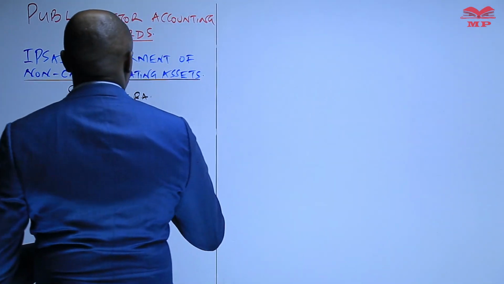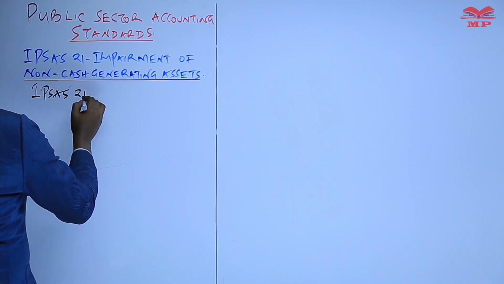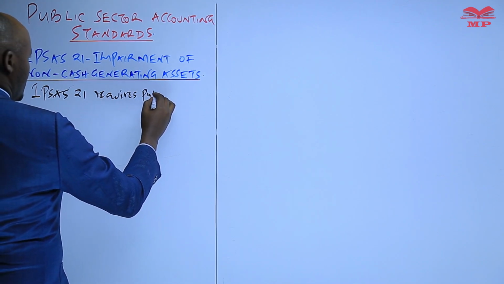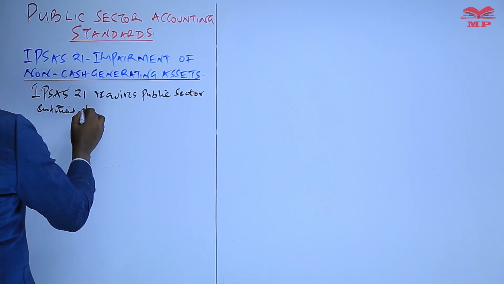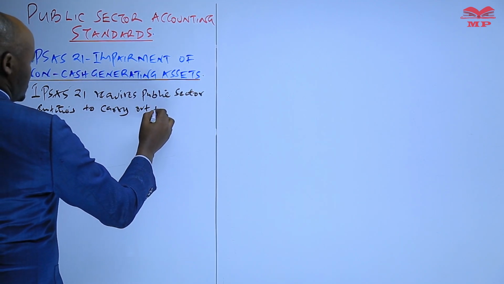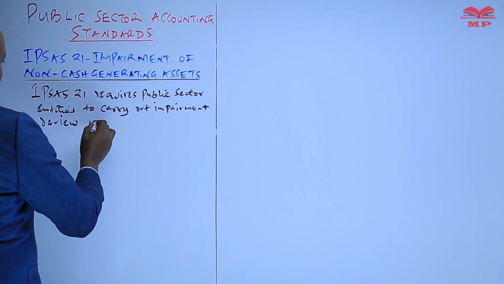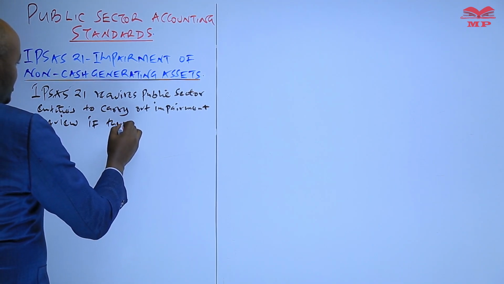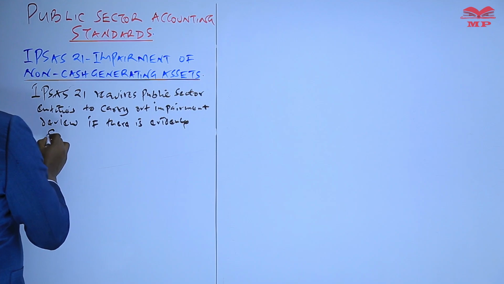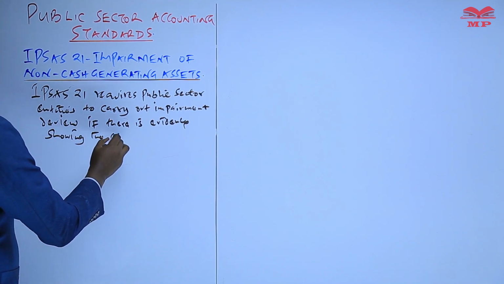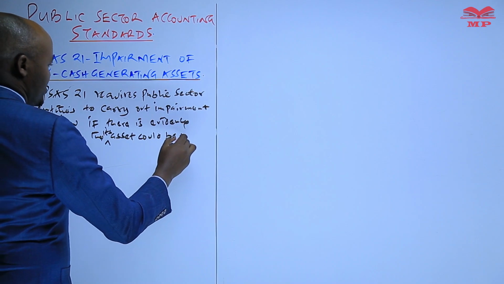Let's first do some introduction here, and we say that IPSAS 21 requires public sector entities to carry out an impairment review if there is evidence showing that assets could be impaired.